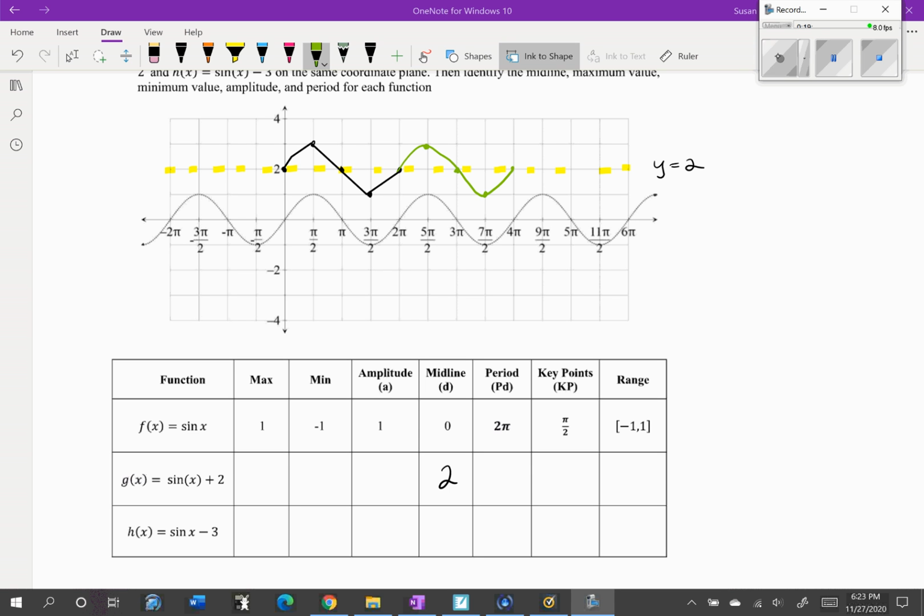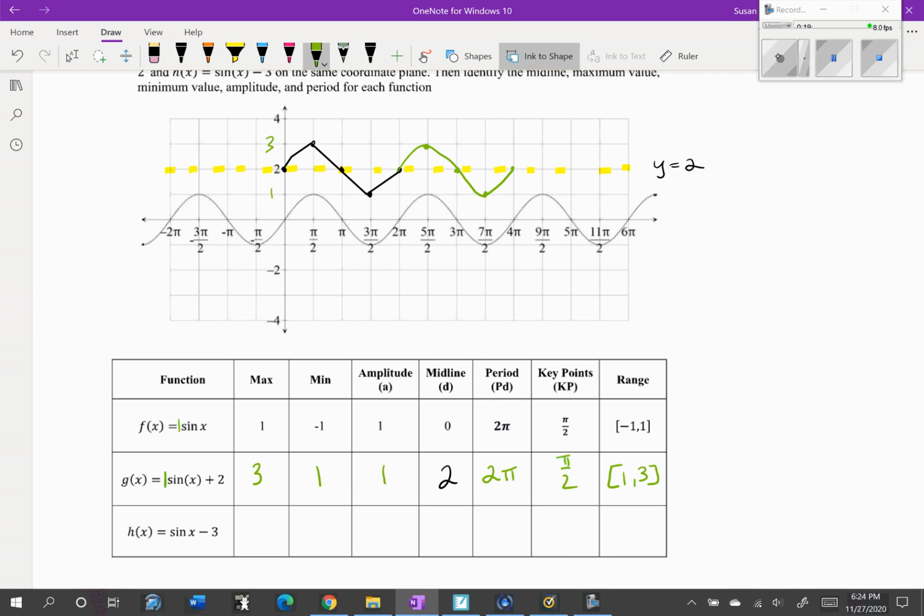So now, of course, you can see the maximum is at 3. The minimum is at 1. The amplitude of our graph hasn't changed because there's an a value in front, which we don't have anything in front, which means it's 1. So for my sine graph, the amplitude is 1. The period hasn't changed. It's still 2 pi, which means the key points are still pi over 2. And the range now is from brackets, our minimum to our maximum, so 1 to 3.